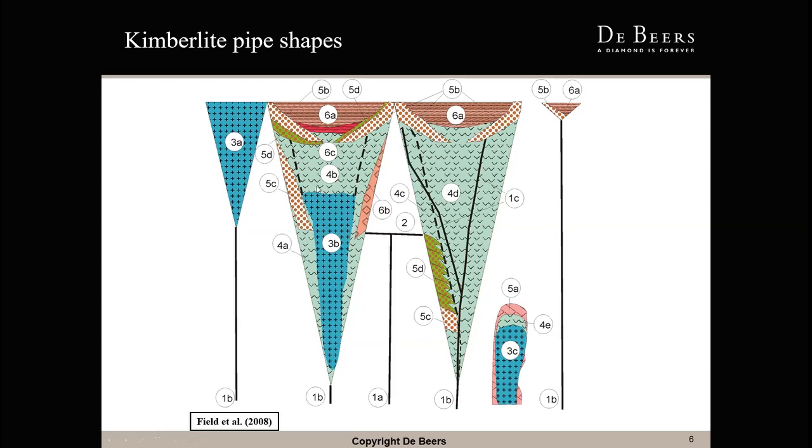In this diagram, you can see your typical Orapa-style pipe on the right-hand side, more of a Jwaneng type with coherent or pyroclastic kimberlite in the central part of the pipe, with or without crater basins. Then you have your coherent-only kimberlite craters, then volcaniclastic-only, sometimes even just very small vents, and then things like blind domes and so forth.